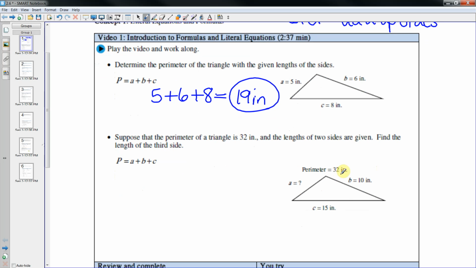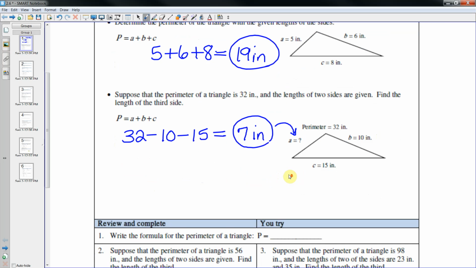I'm going to give you the perimeter, and I'm going to ask for a missing side. So remember, the perimeter is our total. Let's just subtract off each side, and what we have left over is going to be equal to that missing side. So if I take 32 minus 10, that'd be 22 minus 15, that's going to give me 7 inches for that missing side right there. So you can see perimeter is pretty easy to work out.